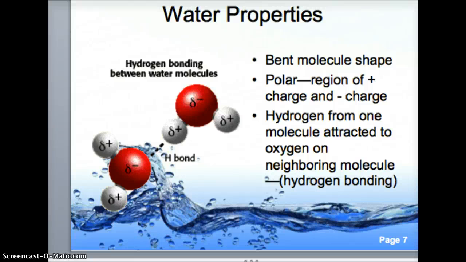Another important property of water gets into the idea of its shape. If you remember from chemistry class, water is a bent molecule. Here are the hydrogens, and the red is an oxygen. Because of the shape of this molecule, it makes a bent structure, and these two little symbols here mean a partial positive charge and a partial negative charge.